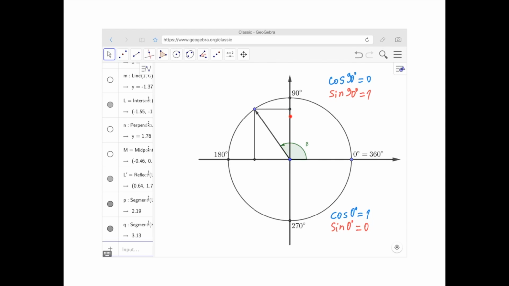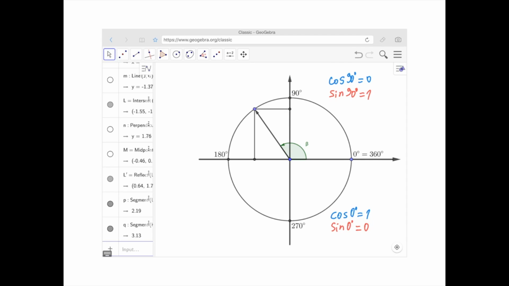So this distance will be the cosine with the negative sign, and this distance is going to be the sine with the positive sign. So then, for example, if I ask you, is the cosine of 95 degrees positive? You can say no, the cosine of 95 degrees is negative because the horizontal projection of this ray lies on the negative side of the x-axis. And the sine of 95 degrees is positive because it lies on the positive side of the y-axis.